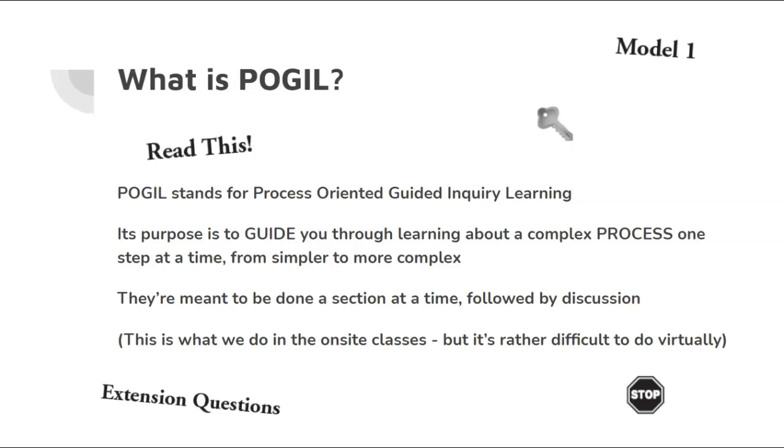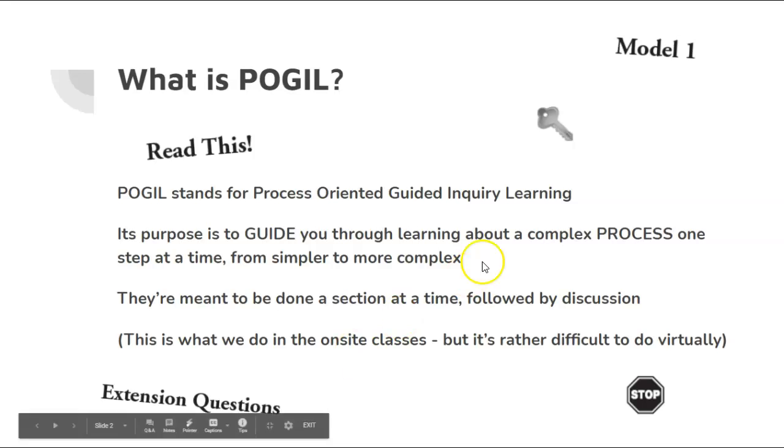Okay, they're really meant to be done a section at a time by a small group, followed by class-wide discussion. Okay, and this is how we do it in the on-site classes, but it's kind of hard to do that virtually, and so I haven't really. Everything was kind of crazy getting started last fall, and I got in the habit of just giving you that to work through. And like I said, some of you felt like you got a lot out of POGILs, whereas others thought you didn't really get much out of it at all. I thought about it as just really a long worksheet with a lot of questions on it.